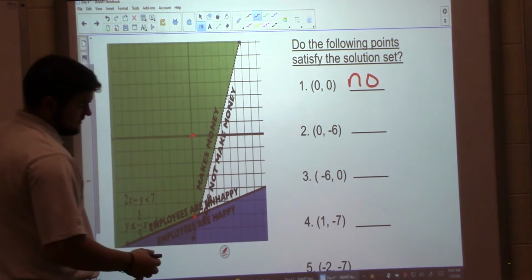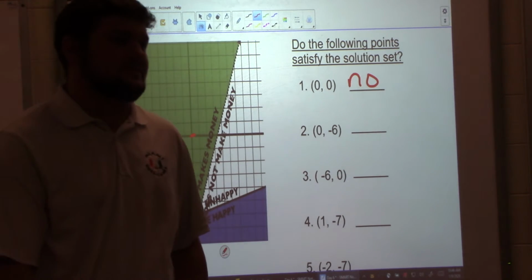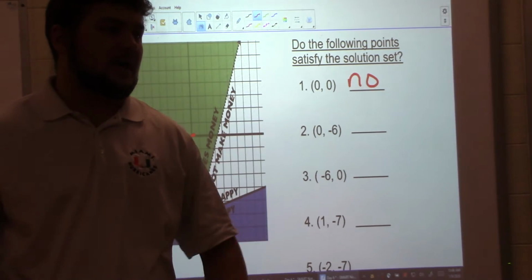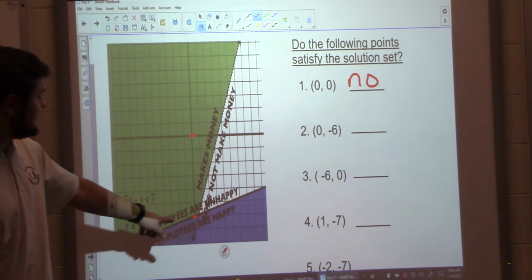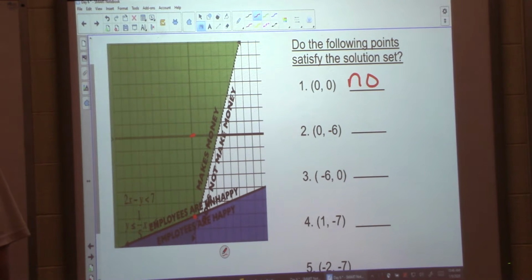Yes. But it's on the line. Someone explain to me why you're saying yes. It's on the line. Argue with me. Tell me why I'm wrong. It's in the middle of the blue and green. Well, it's in the blue and green, okay, but it's on the line of the blue one though. Does that count?